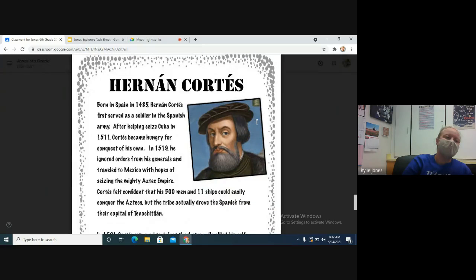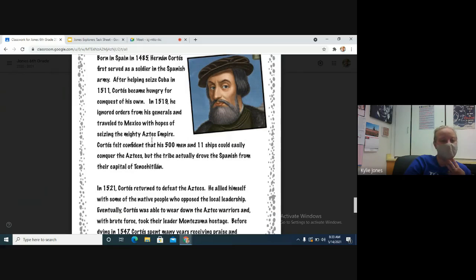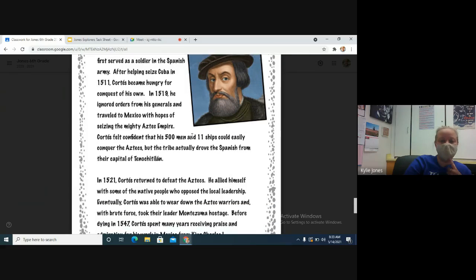So, the next one is Hernan Cortez. Born in Spain in 1485, Hernan Cortez first served as a soldier in the Spanish army. After helping seize Cuba in 1511, Cortez became hungry for conquest of his own. In 1519, he ignored orders from his generals and traveled to Mexico with hopes of seizing the mighty Aztec Empire. Cortez felt confident that his 500 men and 11 ships could easily conquer the Aztecs, but the tribe actually drove the Spanish away from their capital, Tenochtitlan.